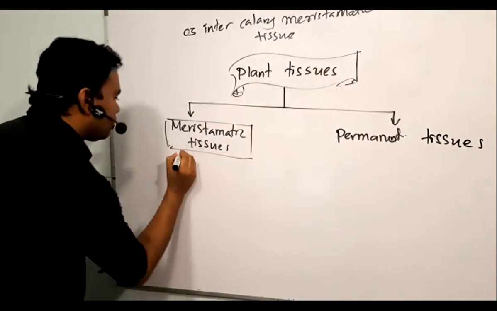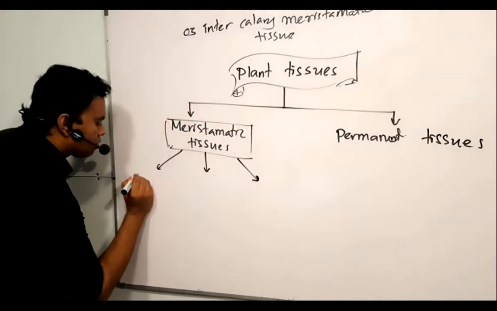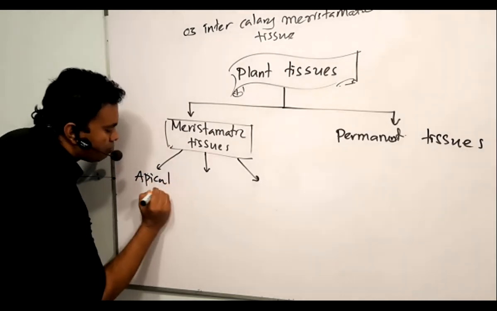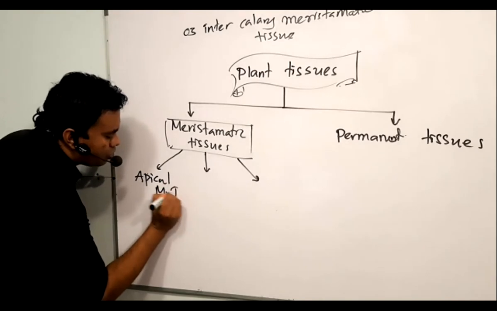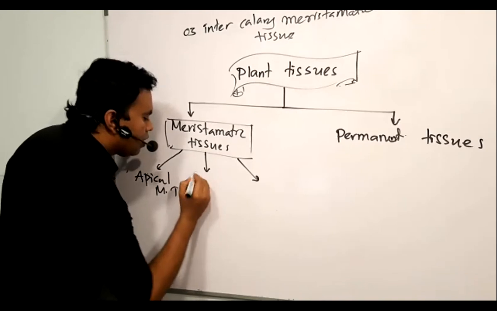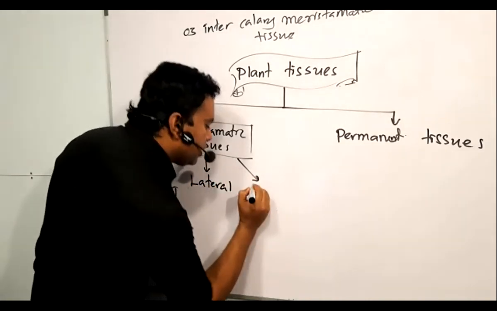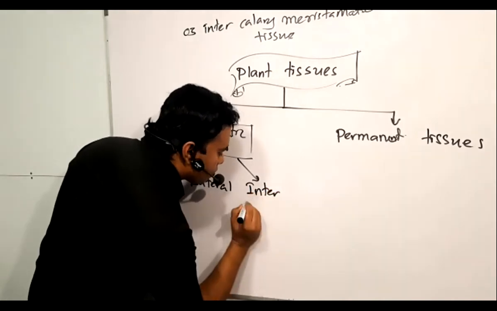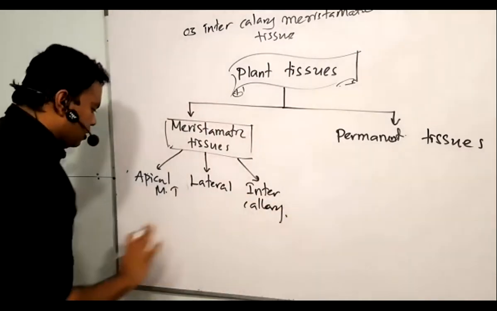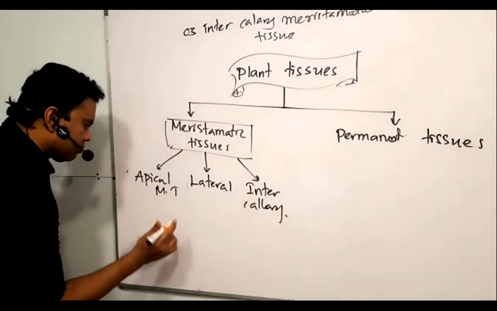Okay, meristematic tissues, three types we learned. What's that? Apical meristematic tissue, I put in the short form. Okay? And here lateral. Here intercalary. Spellings don't matter.